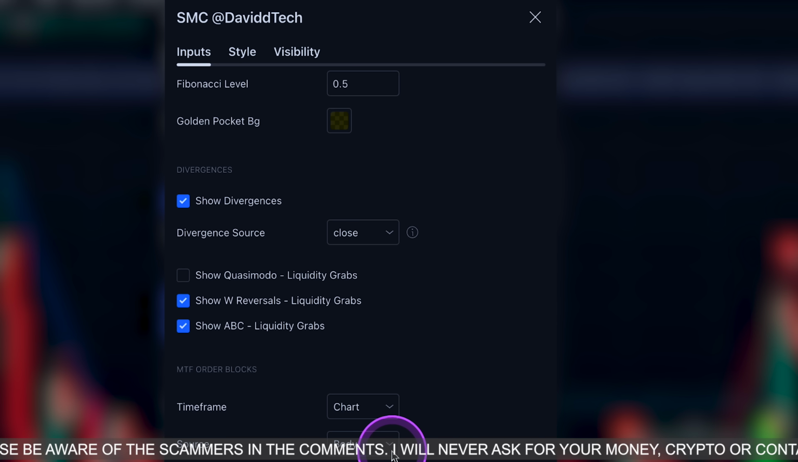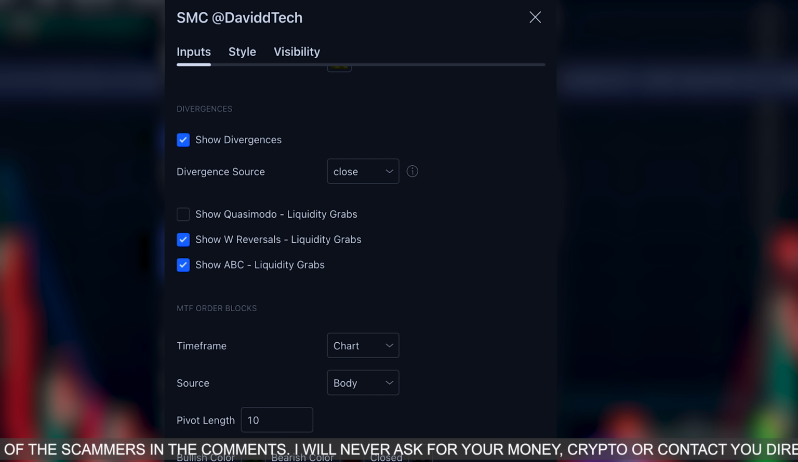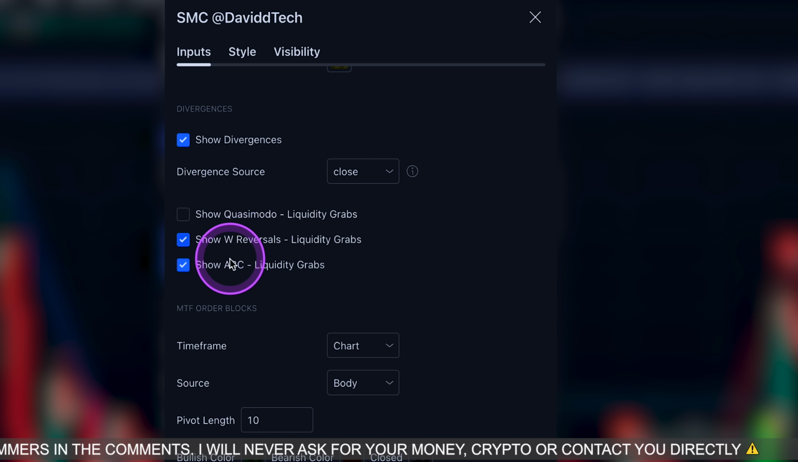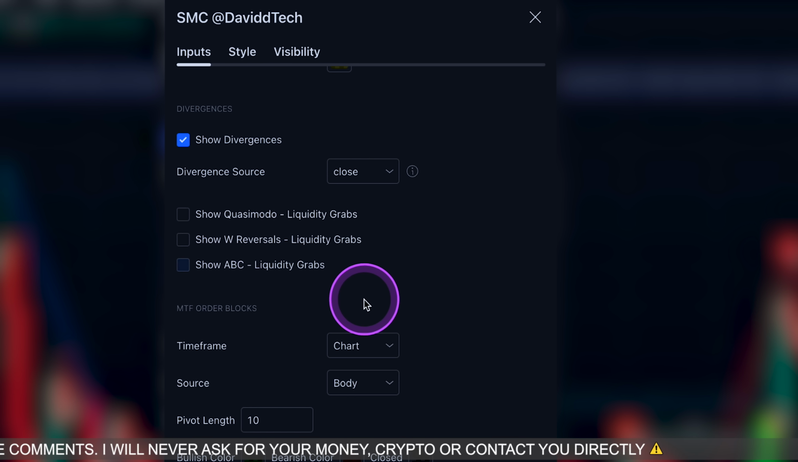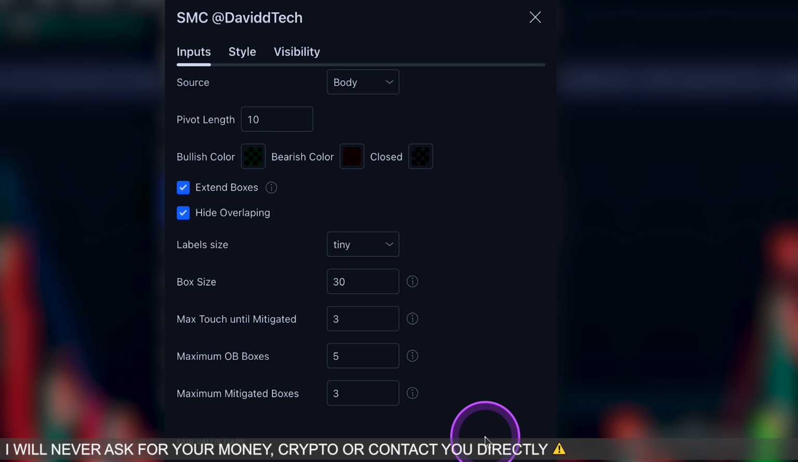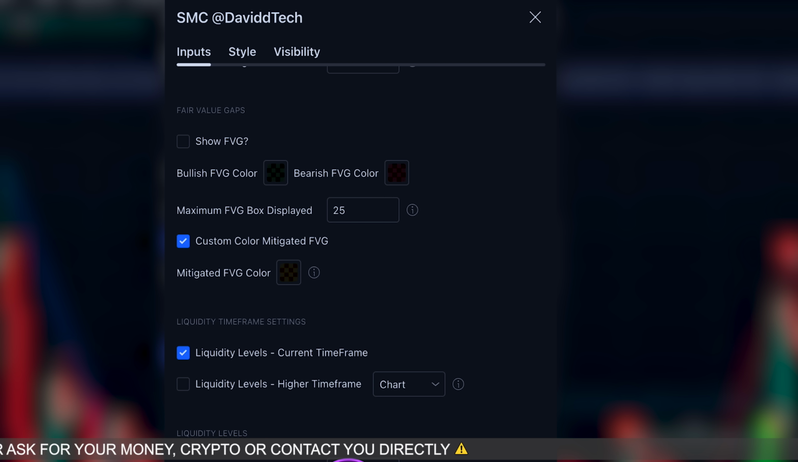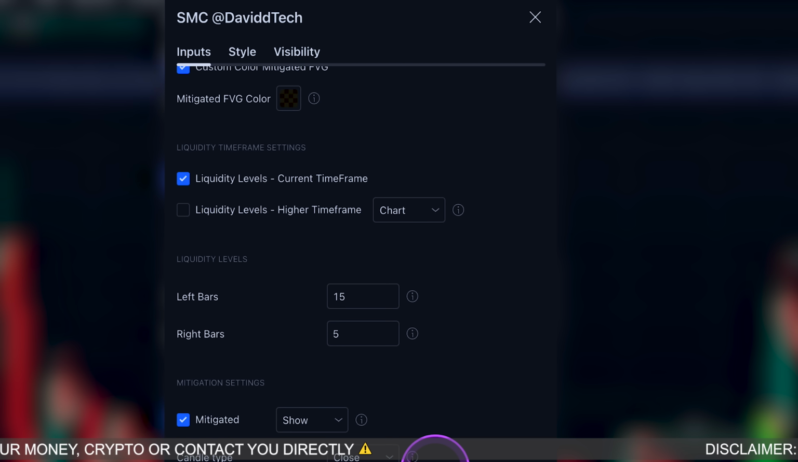I haven't finished coding the Quasimodo pattern. It is a mix of the ABC and the W pattern. I will finish coding that before I release this video to everybody. And like I said, I'll do videos about every single part of this trading indicator.